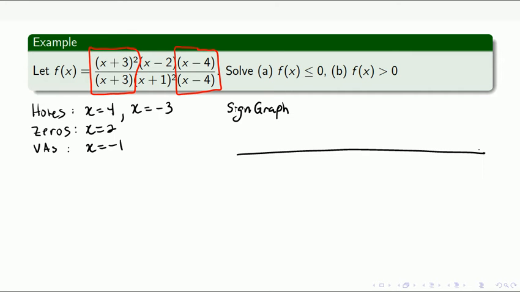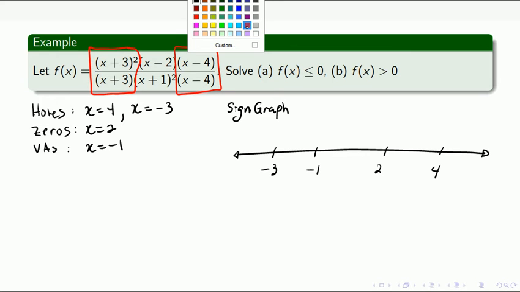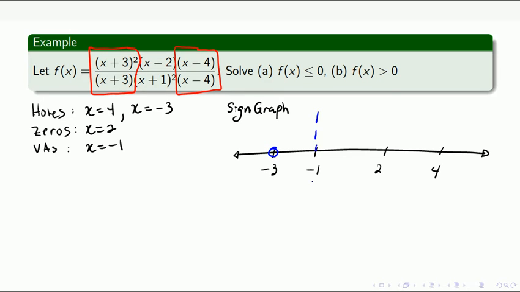I'm going to put all of these behaviors on the number line. So we've got negative 3, negative 1, 2, and 4. Negative 3, that's a hole. Negative 1, that's a vertical asymptote. I like to sketch these in just to remind myself what's going on there. At 2, that's a zero. And at 4, that's a hole.